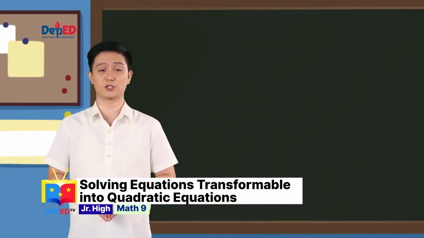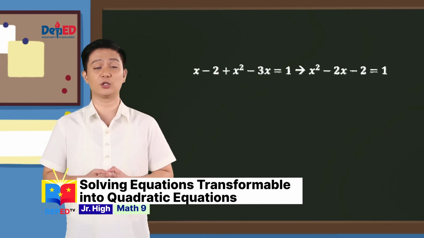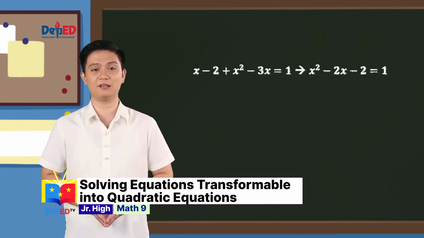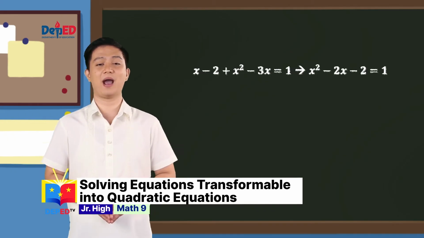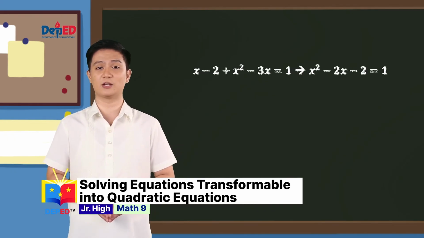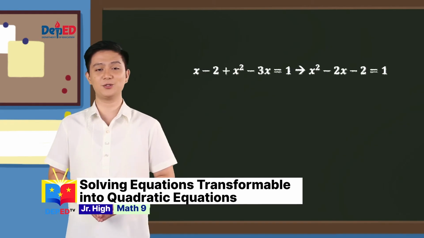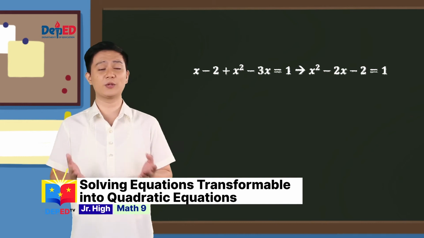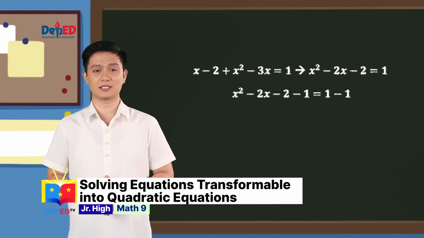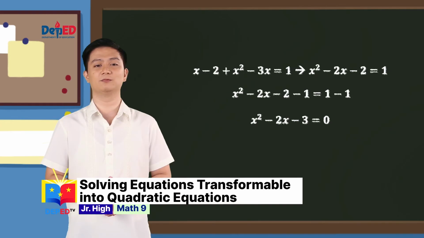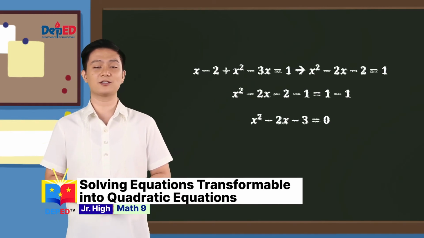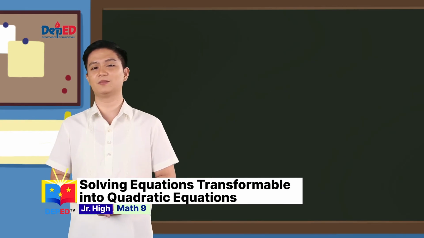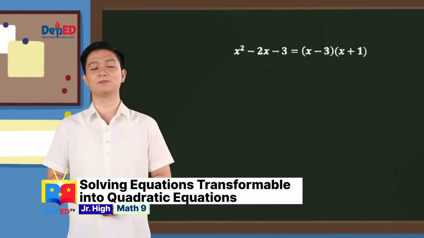By combining similar terms and arranging the terms in descending powers, the left side of the derived quadratic equation can be simplified as x squared minus 2x minus 2. Thus, the equation is x squared minus 2x minus 2 equals 1. Then, by decreasing both sides by 1, the standard form can already be achieved, which is x squared minus 2x minus 3 equals 0. Step 4. Solve the derived quadratic equation.